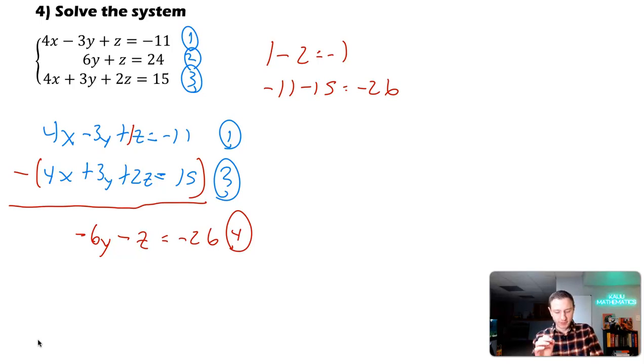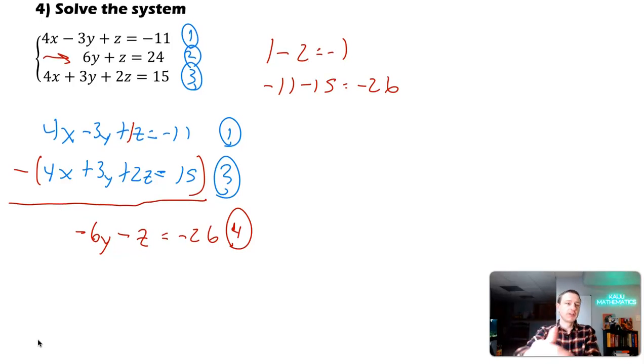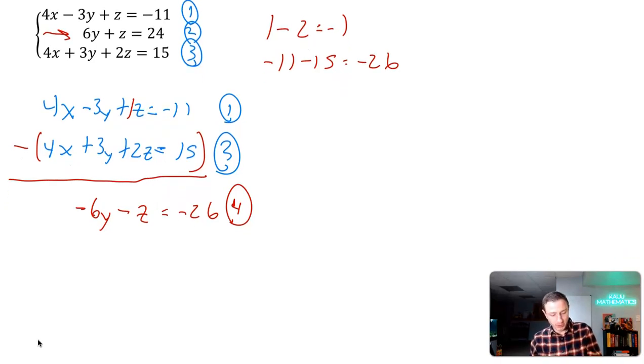Look what happens. I've created an equation of y and z, a 2-variable equation. Look at equation 2. That's also a 2-variable equation. So I don't have to generate a whole new equation because I already have a 2-variable equation in the same 2 variables, y and z. So now I'm going to take just equation 2, 6y plus z equals 24. And I'm going to solve the 2-variable system now.